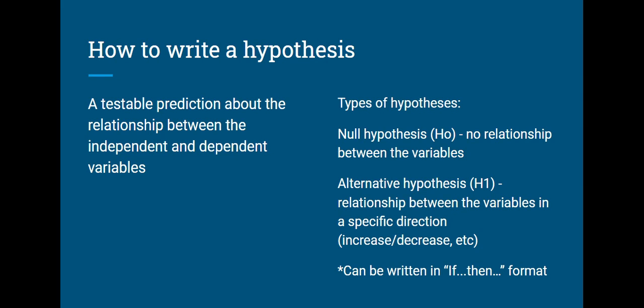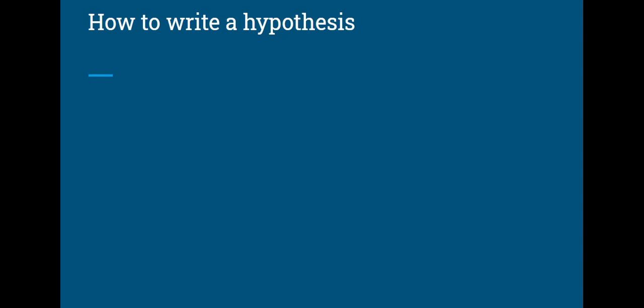And you can write these in if-then format, which is probably what you've learned before, but you also don't need to write them that way. So if it's easier right now to write your hypothesis in if-then format, you can do so, but it's not necessary as long as you're including the independent and dependent variable. We'll look at some examples.